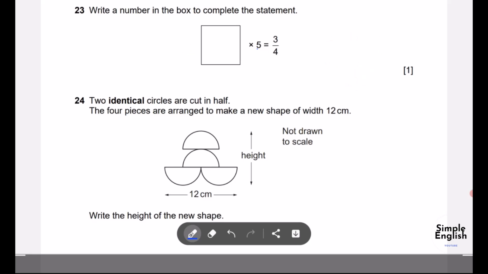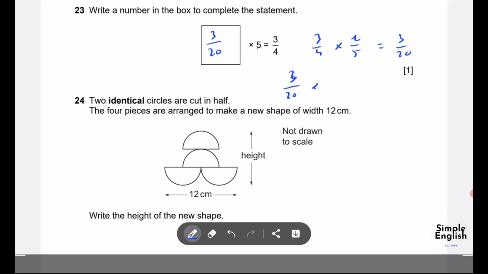Look at 23. Write a number in the box to complete the statement. So we have the number times 5 equal to 3 over 4. So we just take 3 over 4 times the inverse of 5, right? So we have 3 over 20. This is the answer. Okay, let's check.